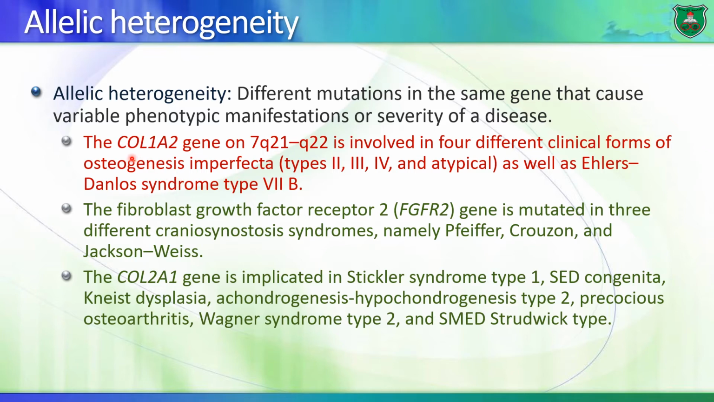And so you can have different mutations in the collagen 1A2 gene that encodes the collagen protein, but depending on the mutation, you can have different types. You can have type 2, type 3, type 4, and so on. So there are different types of this condition, and these types can have variable severity. In addition, mutations can cause Ehlers-Danlos syndrome as well.